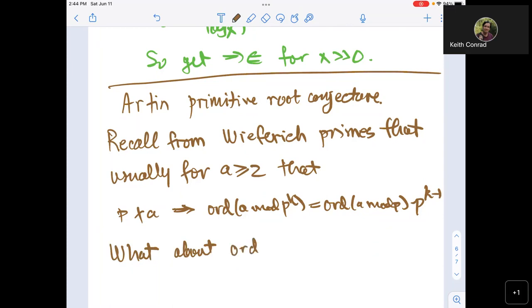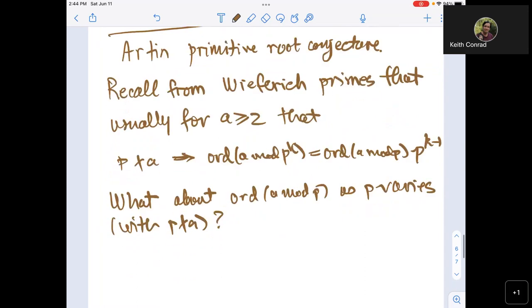the order of A mod P as P varies? Don't let the exponent grow, let the prime change. And of course, we ignore the primes that divide A. So, well, one thing we can say for sure is that the order will divide P minus one, because it's the order of an element in the group Z mod P star of size P minus one. Is the order infinitely often P minus one?